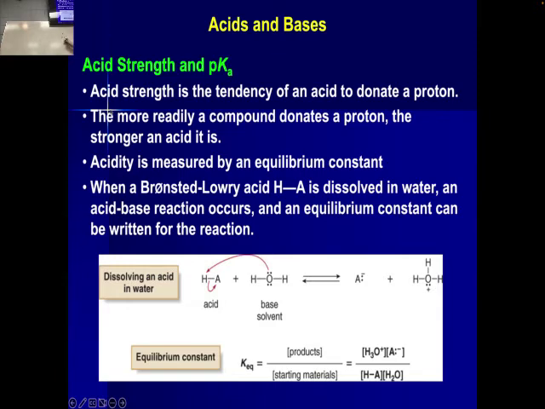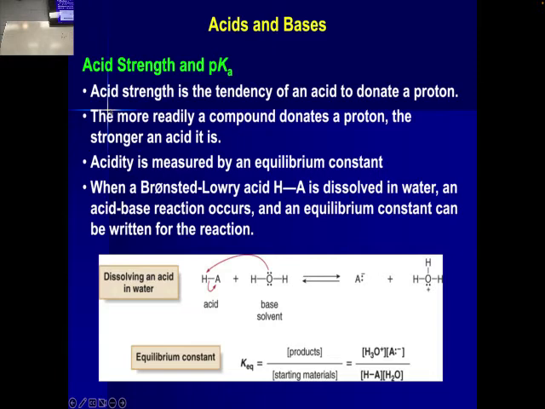If this number is really large, what does that mean? Product favored. That means if that's really large, let's say it's 10,000, that means that almost everything is products and very little of it remained as starting materials. We would say that that reaction went to completion. What if this number is really low? Let's say it's 0.0001. We would say that the reaction didn't occur very well, right? And most of it stayed as starting materials.